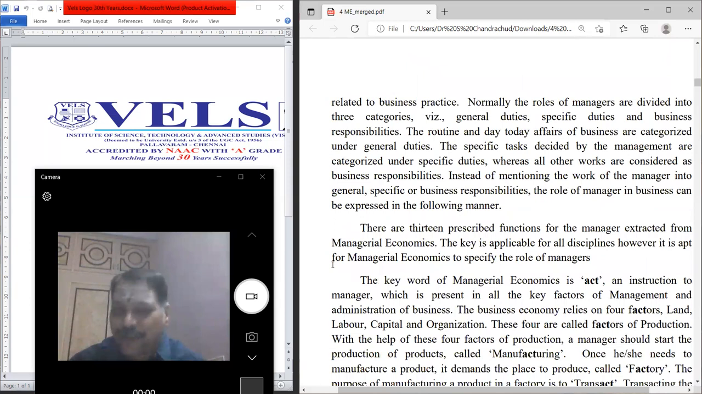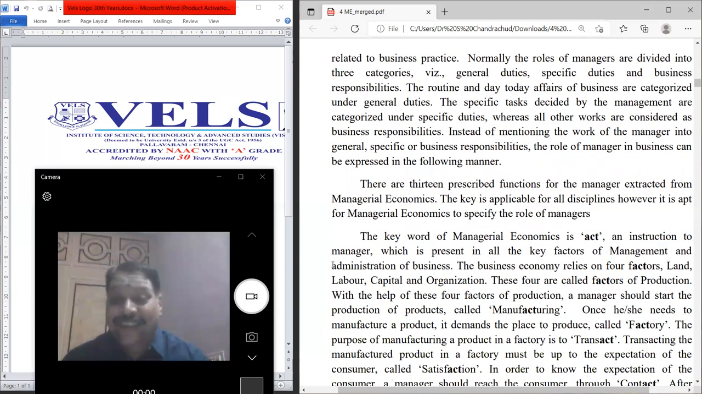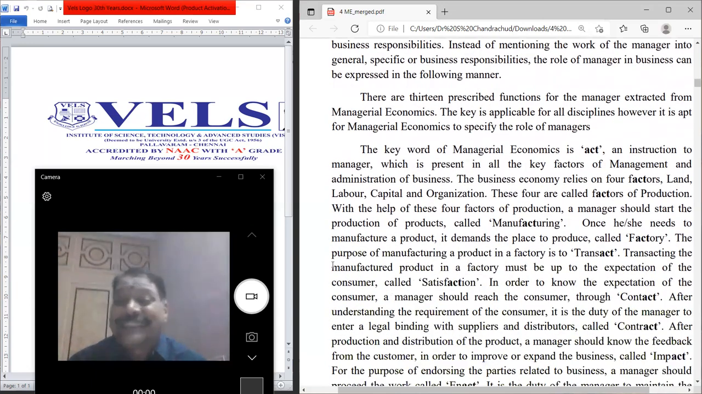See, this is a very beautiful concept. If you concentrate, definitely it's easy to write it. There are 13 prescribed functions for a manager extracted from managerial economics. The key is applicable for all the disciplines. However, it is up to managerial economics to specify the role of manager. The keyword of managerial economics is ACT. Act. An instruction to the manager, which is present in all the key factors of management and administrative business.